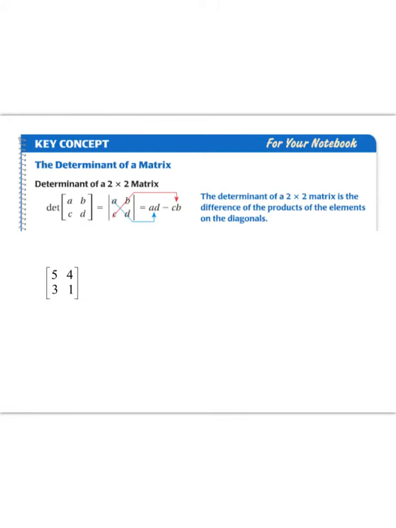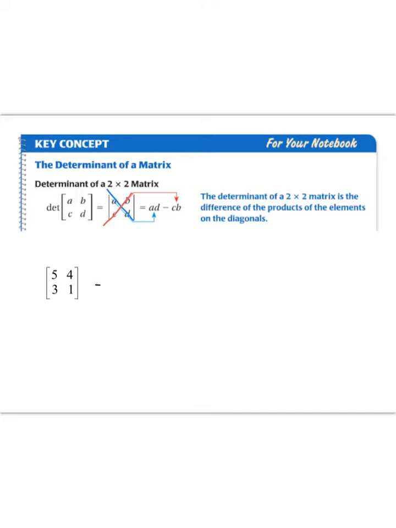Alright, this is the strategy for evaluating the determinant of a 2 by 2 matrix. So in the top example, you can see they multiplied the diagonals and took the difference. The important thing is that you multiply A times D first, and then you subtract C times B.